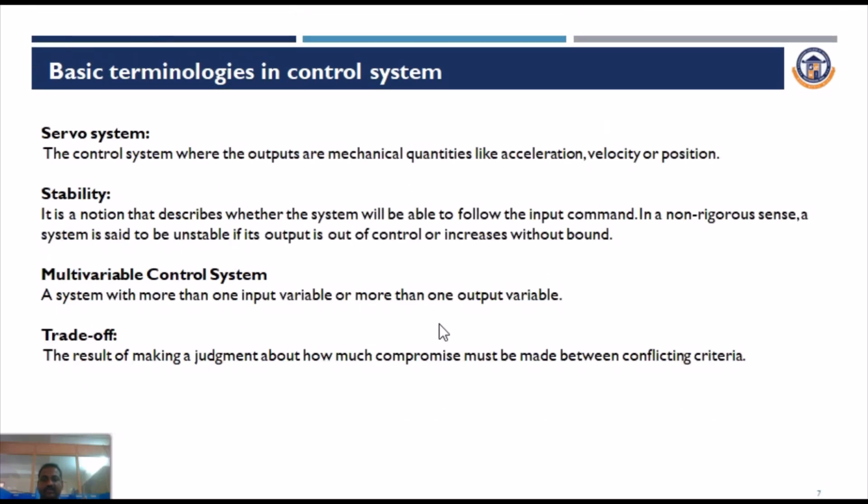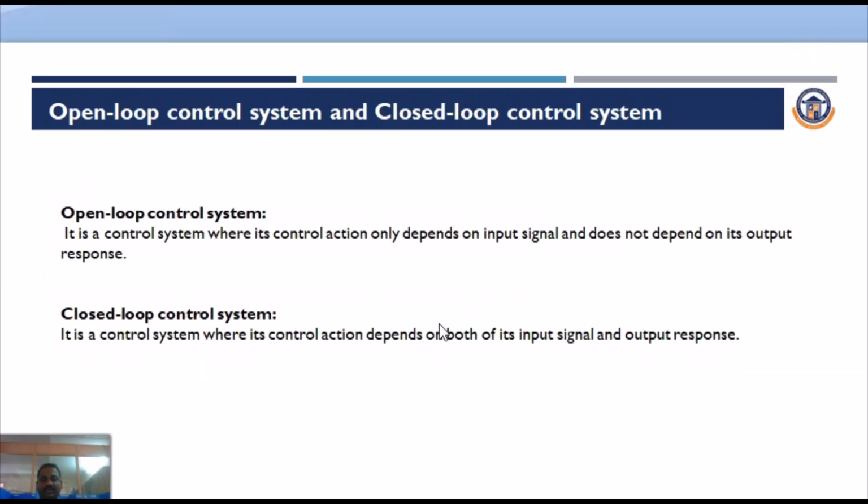Servo system, the control system where the outputs are mechanical quantities like acceleration, velocity or position. Stability, it describes whether the system will be able to follow the input command. In non-rigorous sense, a system is unstable if its output is out of control or increases without bound. Multivariable control system, a system with more than one input variable or more than one output variable. Trade-off, the result of making a judgment about how comparisons must be made between conflicting areas.